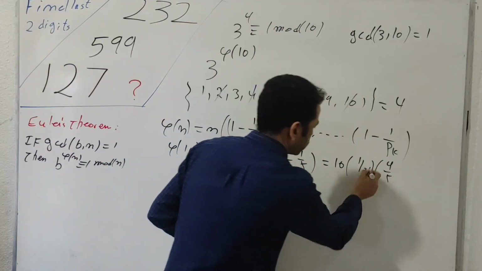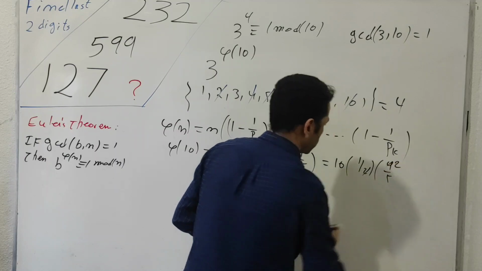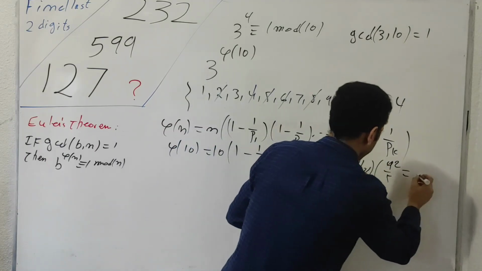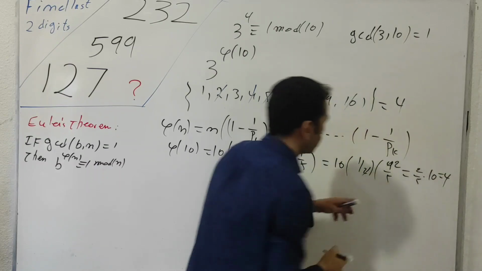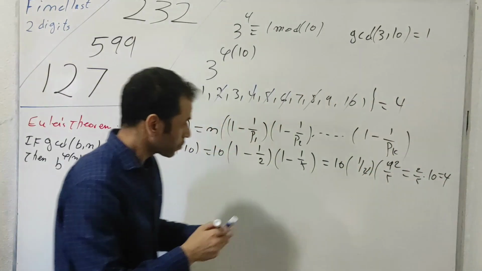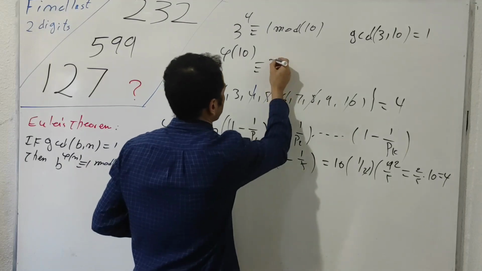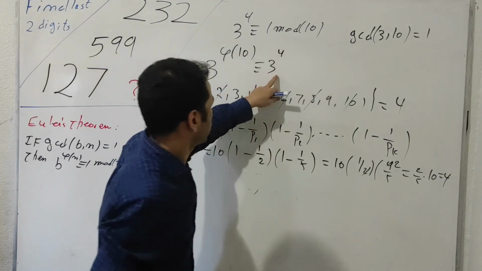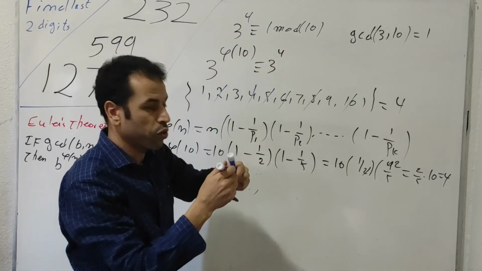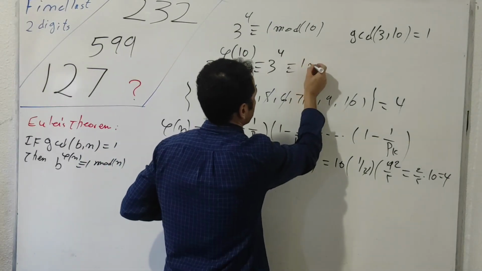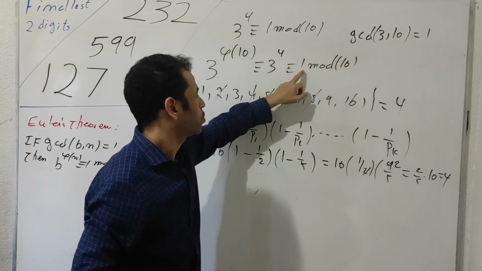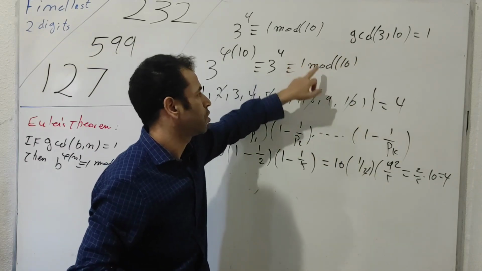By cancelling out 2 from here, I will get 2 over 5. That means 2 over 5 multiplied by 10 gives us 4. So I found the same result: phi of 10 is 4. This one is congruent to 3 to the 4th. 3 to the 4th is 81. 81 is the same as 1 mod 10 because it is one more than a multiple of 10.